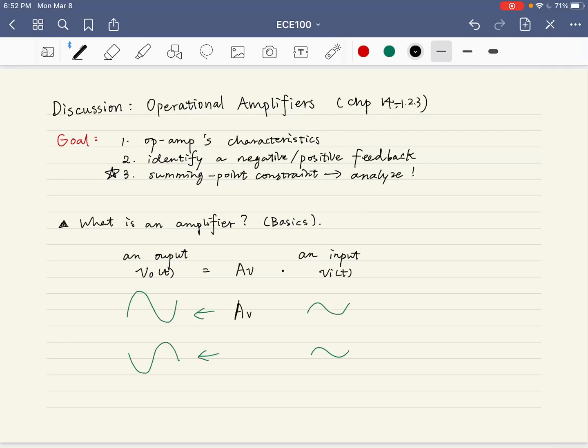When the A of voltage is positive, we say that it is a non-inverting amplifier. If A of V is negative, you notice that the phases are opposite. So we say that it is an inverting amplifier. This is what we need to know before we go into an operational amplifier.